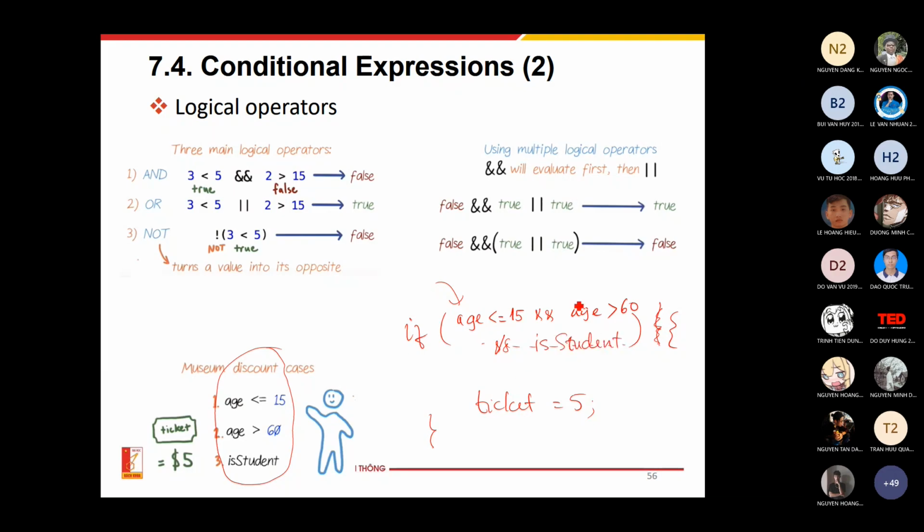Okay. If you combine using and here, what does it mean? That means you have one person who has the age smaller than 15 and the age bigger than 60. Is this correct?